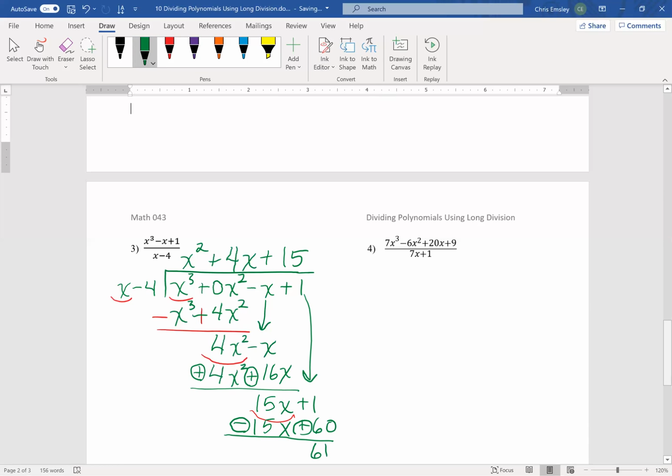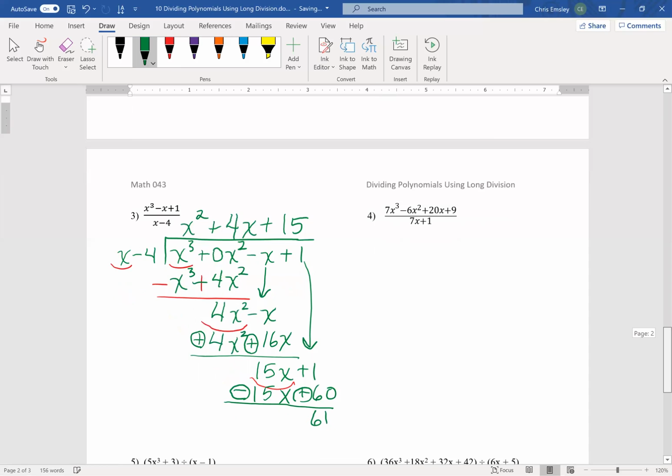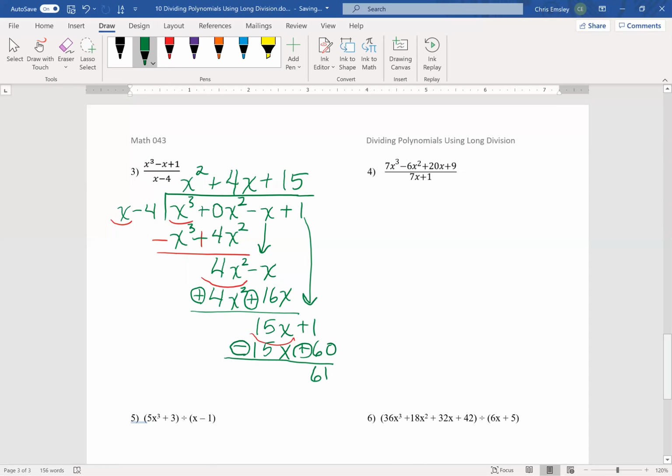Let me scroll down a little bit to give a little more space. So that means our final answer would be x squared plus 4x plus 15, there's our quotient, plus our remainder over x minus 4. There is our final answer for that long division problem.